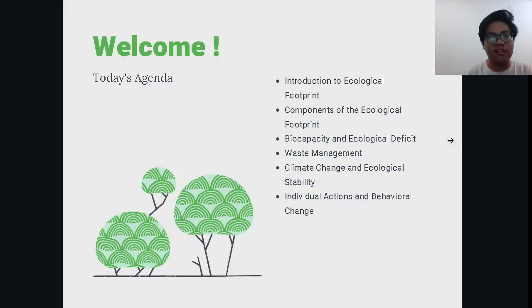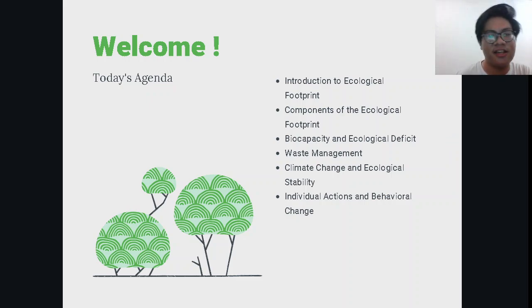Now, these are the agendas that we're going to tackle today. Introduction to ecological footprint, components of the ecological footprint, biocapacity and ecological deficit, waste management, climate change and ecological stability, and individual actions and behavioral change.